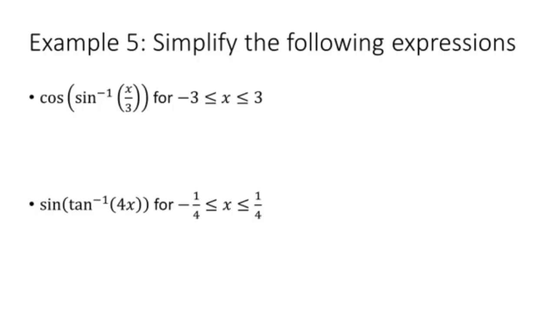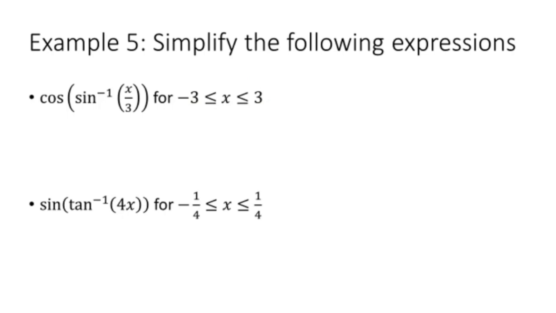Now we're going to evaluate expressions where we compose a trig function and an inverse. So here we're trying to simplify cosine of sine inverse of x/3, where -3 is less than or equal to x, less than or equal to 3. The fact that x is between -3 and 3 is just to guarantee that our composition will be defined. We're going to primarily just focus on evaluating the cosine of sine inverse of x/3, very similar to what we did in the previous problem.